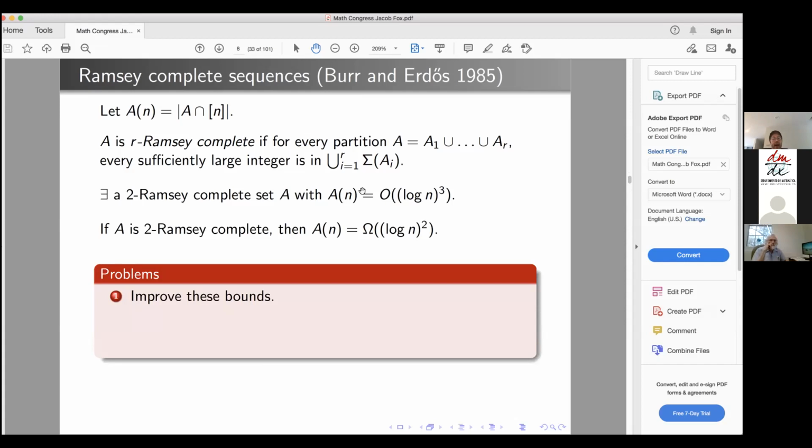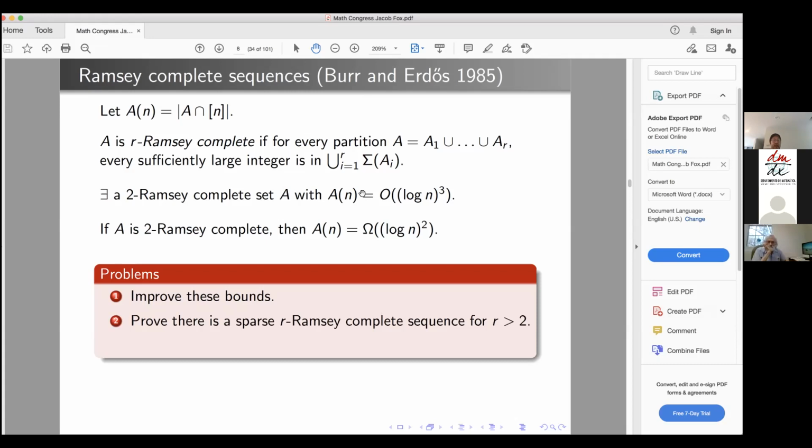And they actually don't prove this in the paper. They say it can be done, and they give a proof of a weaker result than this. And they left several open problems, which they wanted to have answered. One was to improve these bounds for two colors. And a second question they asked was to prove that there's a sparse r-Ramsey complete sequence for r greater than two. So they were unable to get any interesting bound for a three-Ramsey complete sequence.